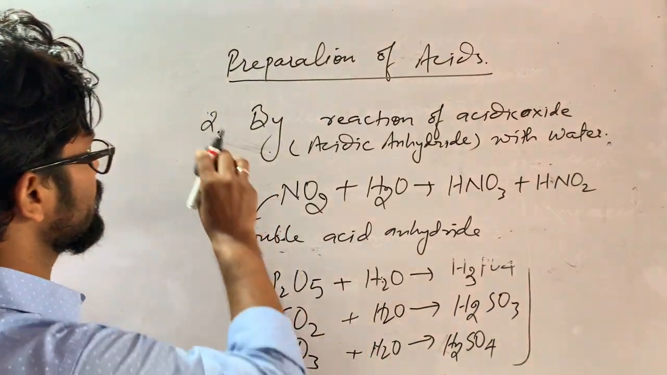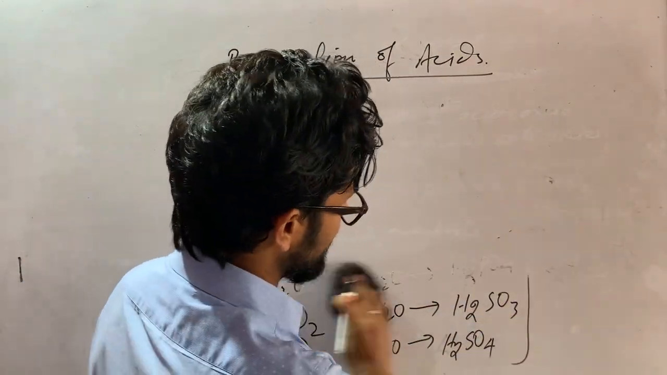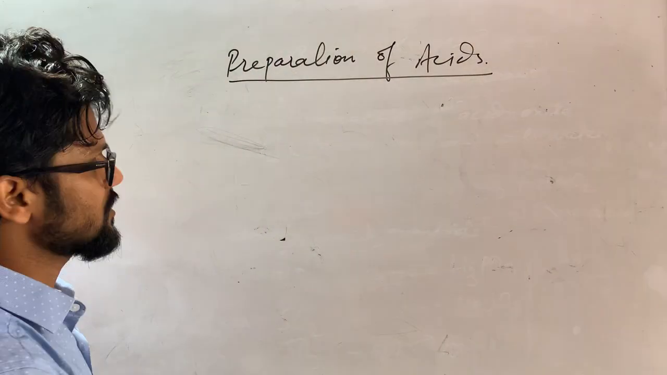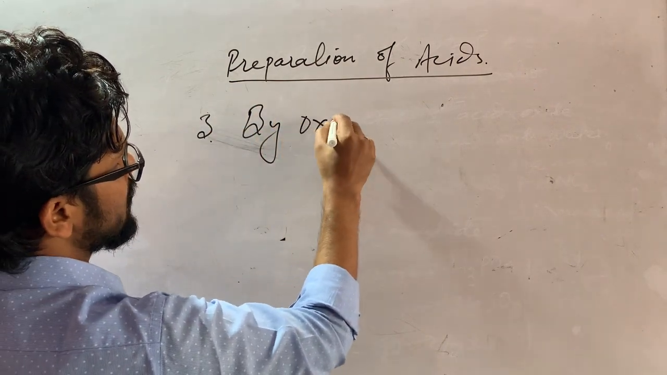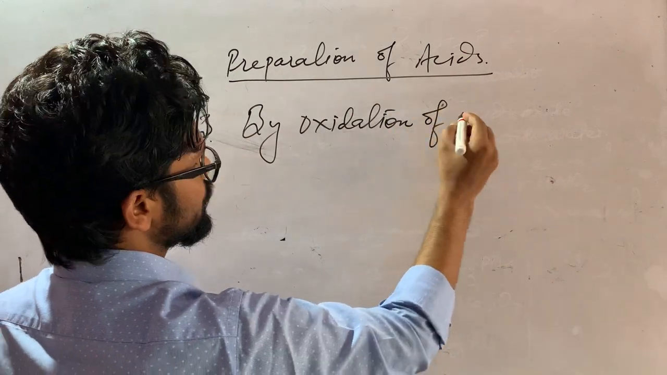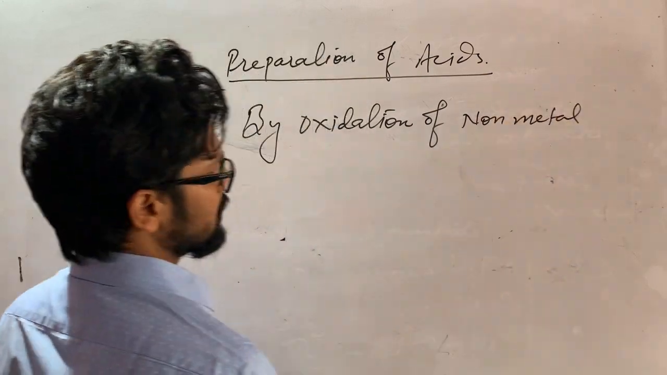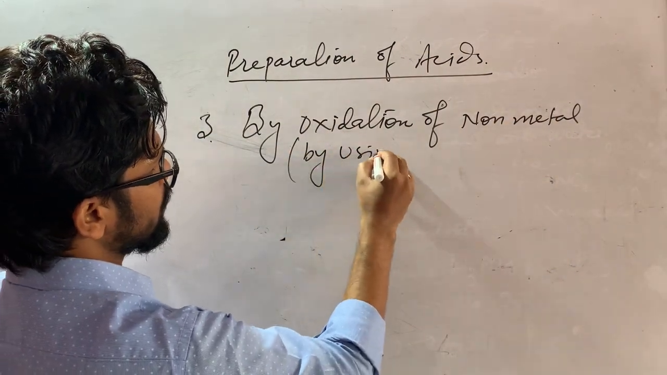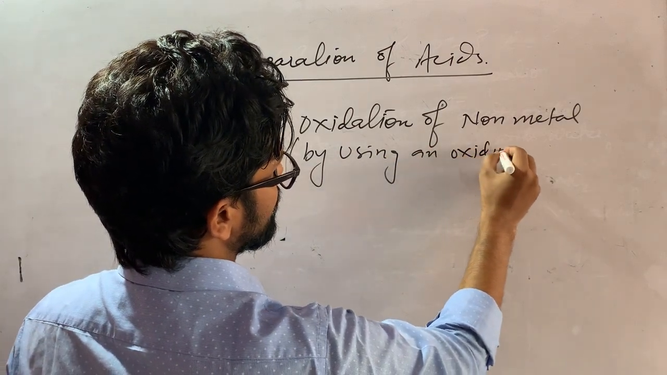Now we are going to move to the third method. The third method is very important and you have to learn it anyhow. You have to remember that reaction. The third method is by oxidation of non-metals, by using an oxidizing agent.